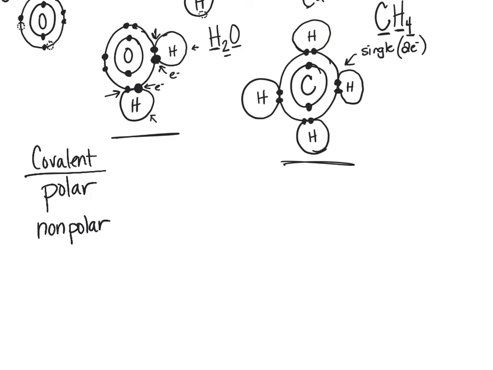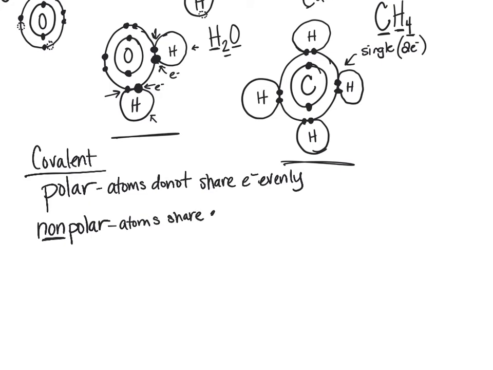So our polar covalent bonds means that the atoms do not share electrons evenly. So then nonpolar, meaning not polar, is where our atoms share nicely. They share electrons evenly.